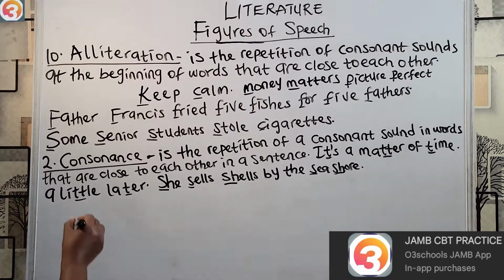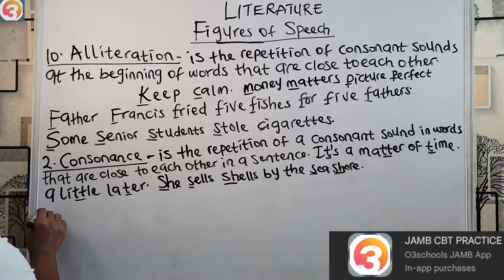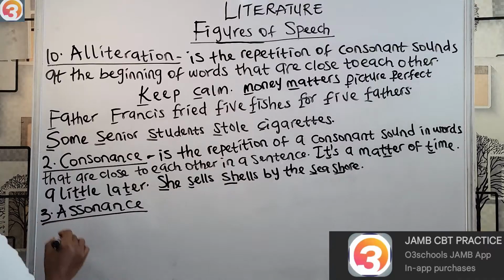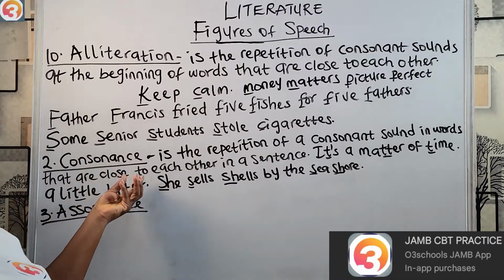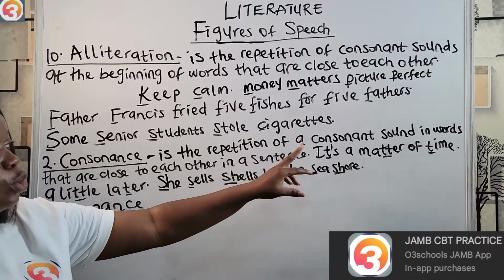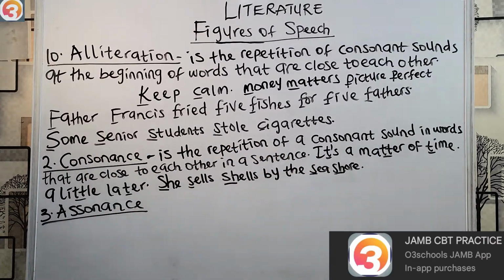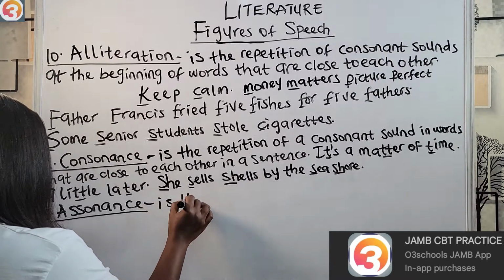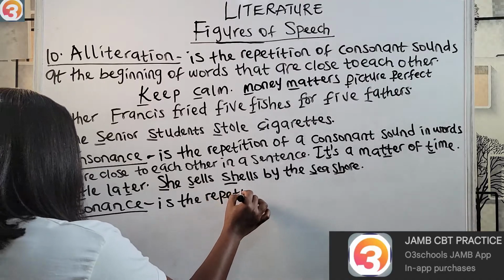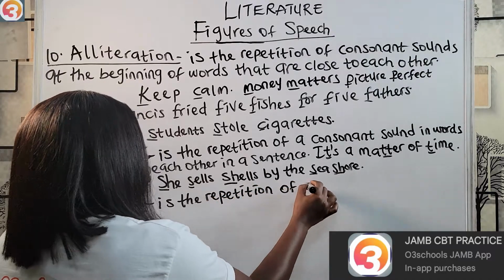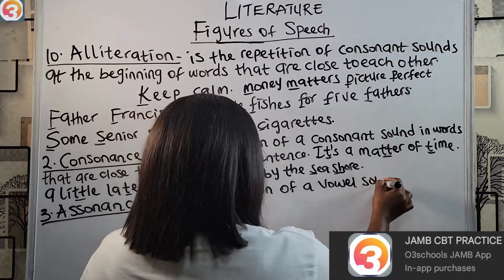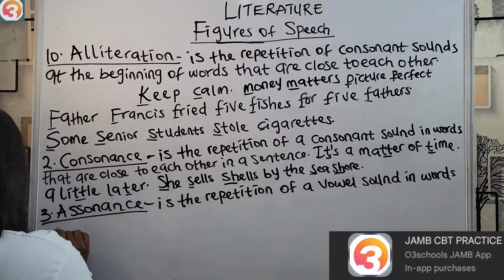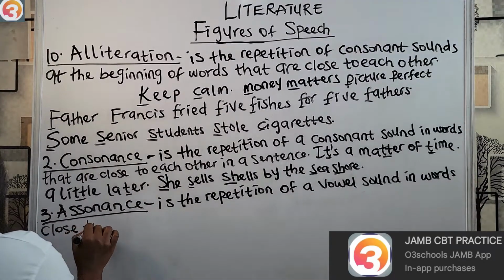Next, we have assonance. Assonance is the opposite of consonance. While consonance has to do with consonant sound, assonance has to do with vowel sound. So we say it is the repetition of a vowel sound in words close in a sentence.